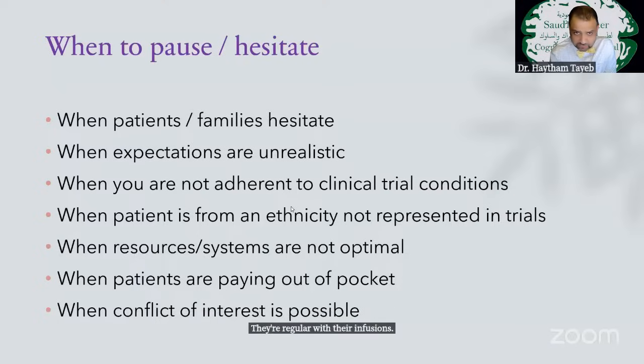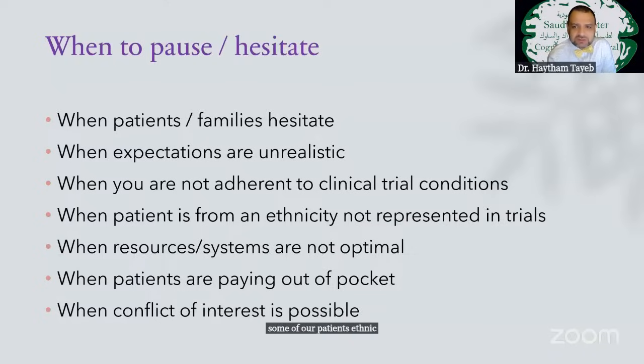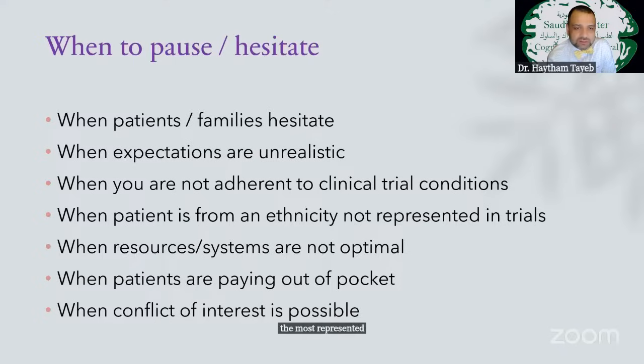You have to be careful when expectations are unrealistic or when you're deviating from clinical trials. Some of our patients' ethnicities were not represented in trials, so the trials were done mostly in the West, and the most represented population was the white Caucasian population. So you want to consider if your patient fits that background or not.